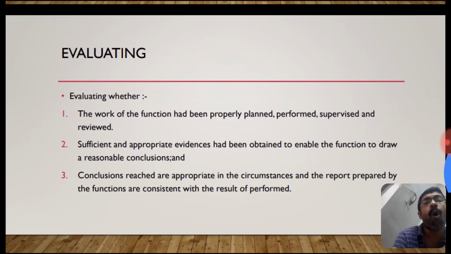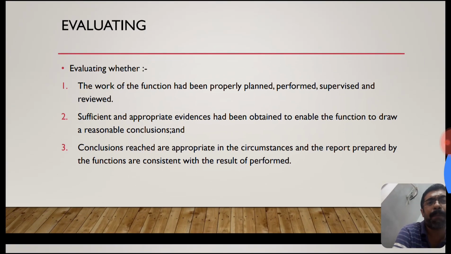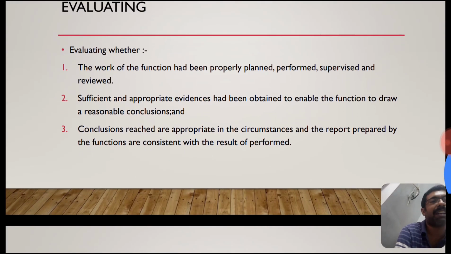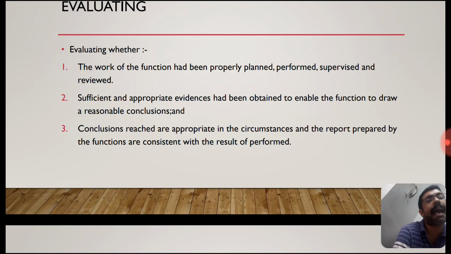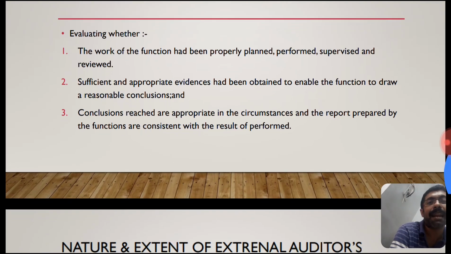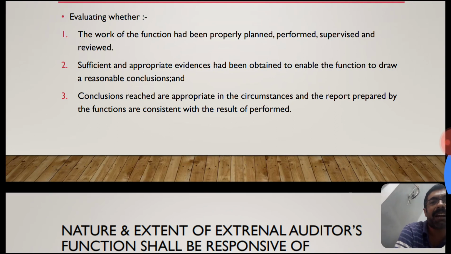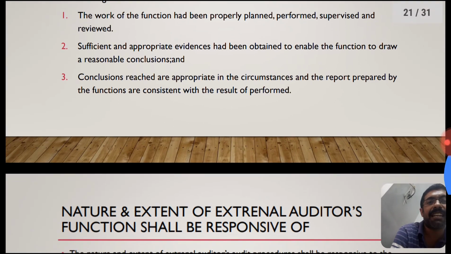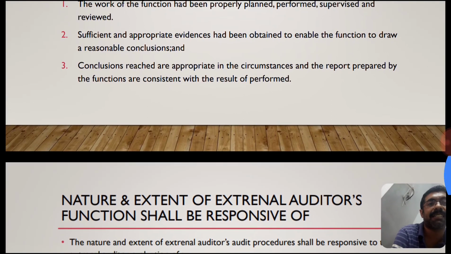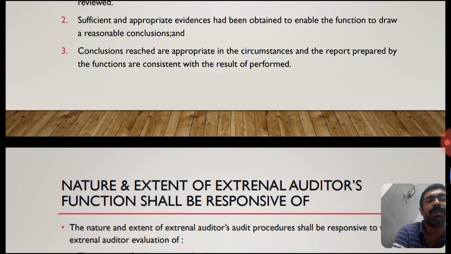Then if we opt for direct use, the work of the function has to be planned, performed, supervised and reviewed. If we opt for direct assistance, then the auditor has to direct, supervise and review. Sufficient and appropriate audit evidence has been obtained to enable the function to draw reasonable conclusions. Conclusions reached are appropriate in the circumstances, and the report prepared by the function is consistent with the result of the work performed.